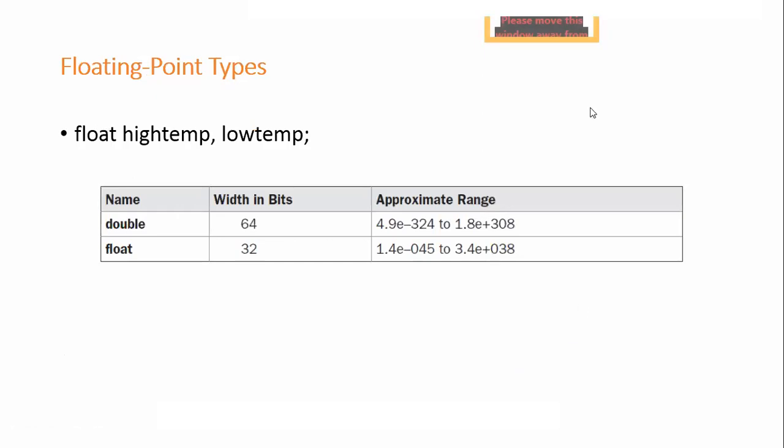And now let us discuss floating point types. So what is this floating point type? Whenever you want to declare any variable as float, how to declare? Suppose here high temp is a variable, low temp is a variable. Now these two variables I want to declare as float. So what I've done, I prefixed the variables with the keyword float.